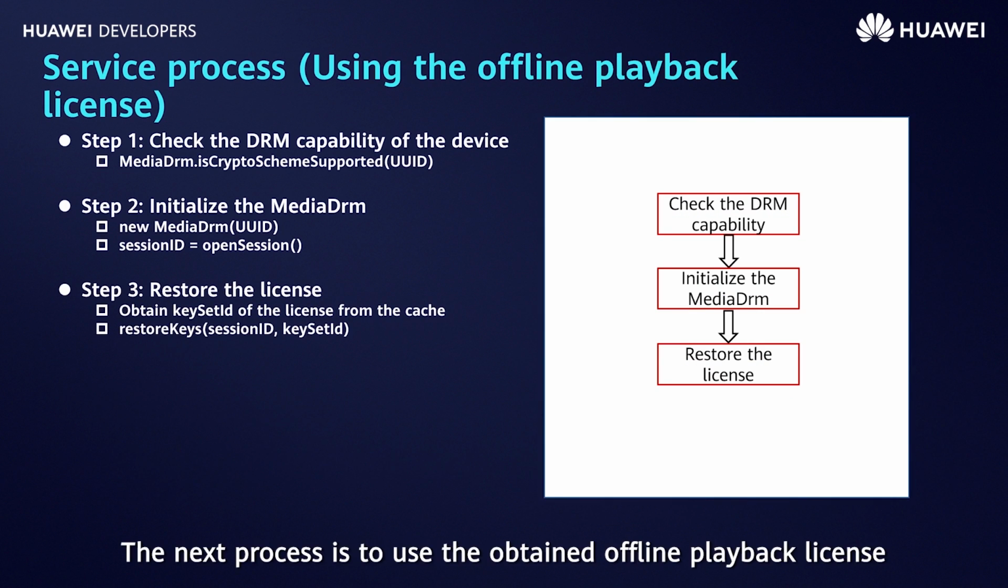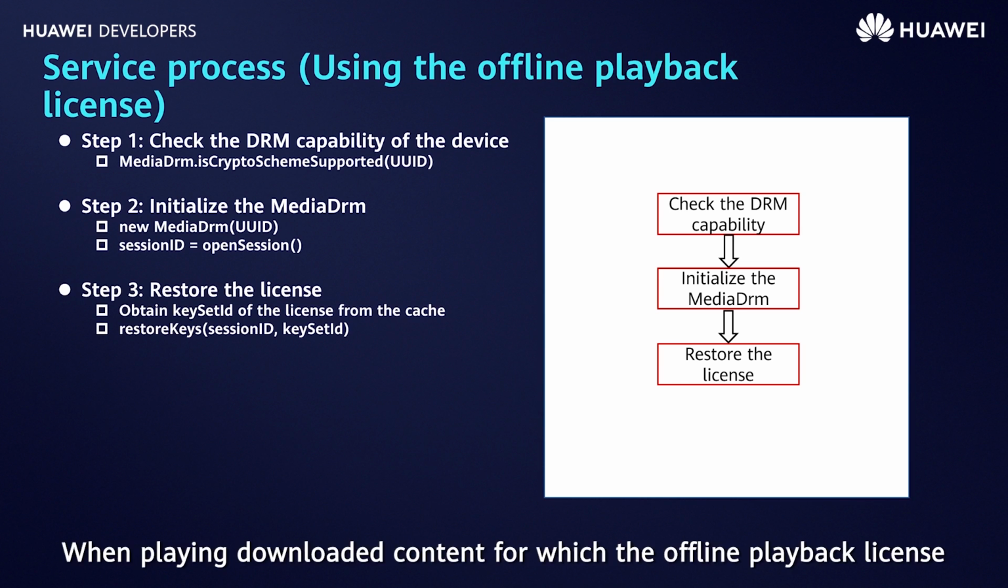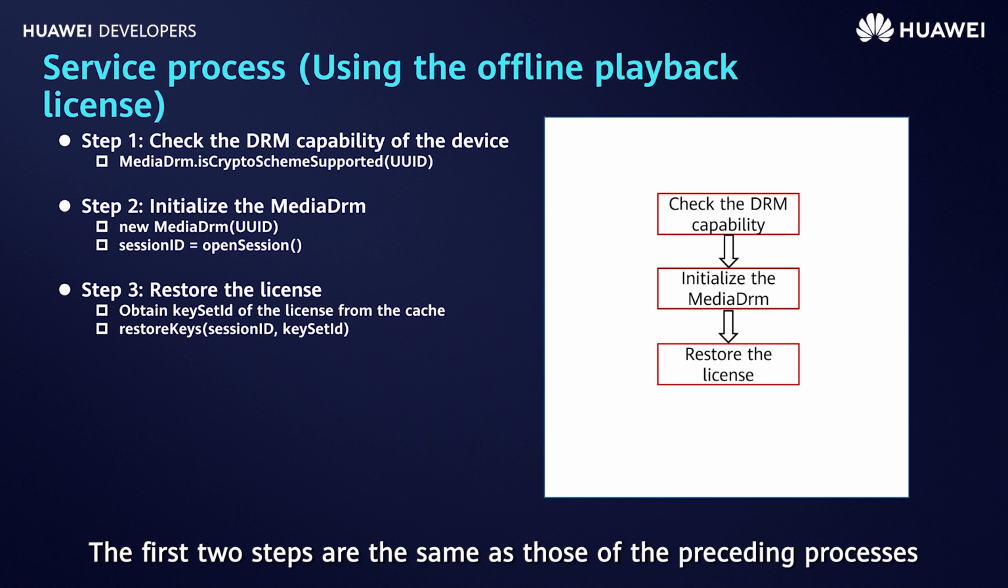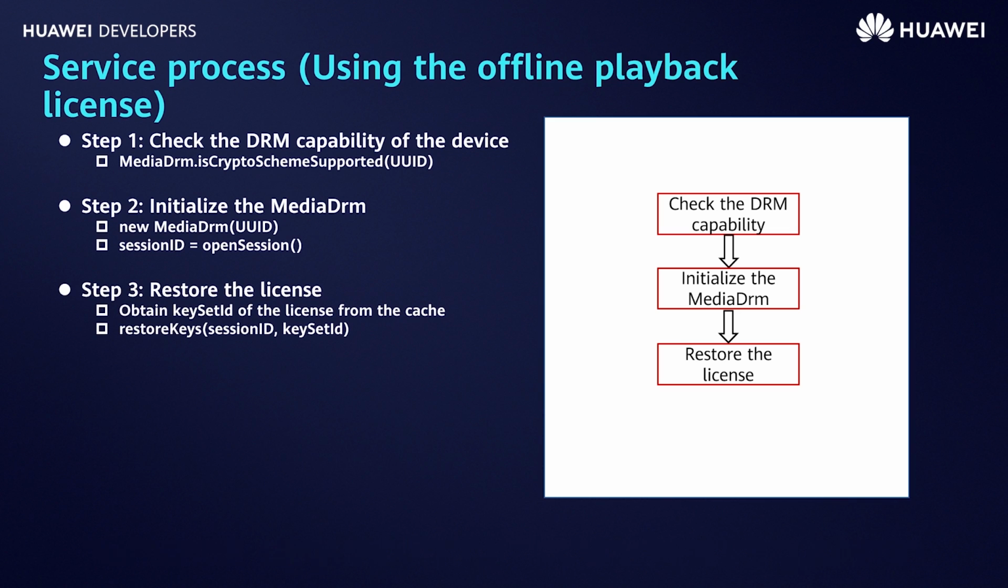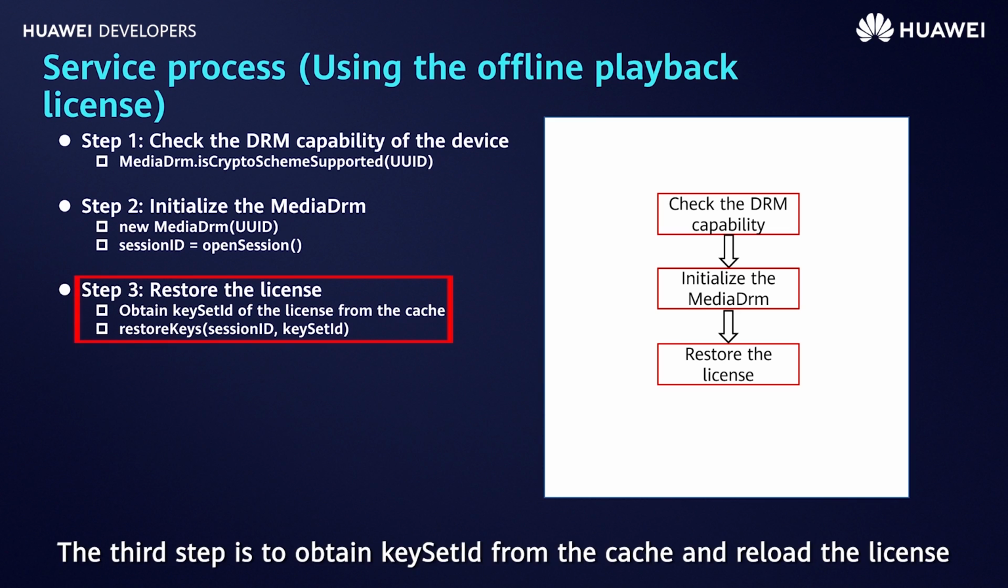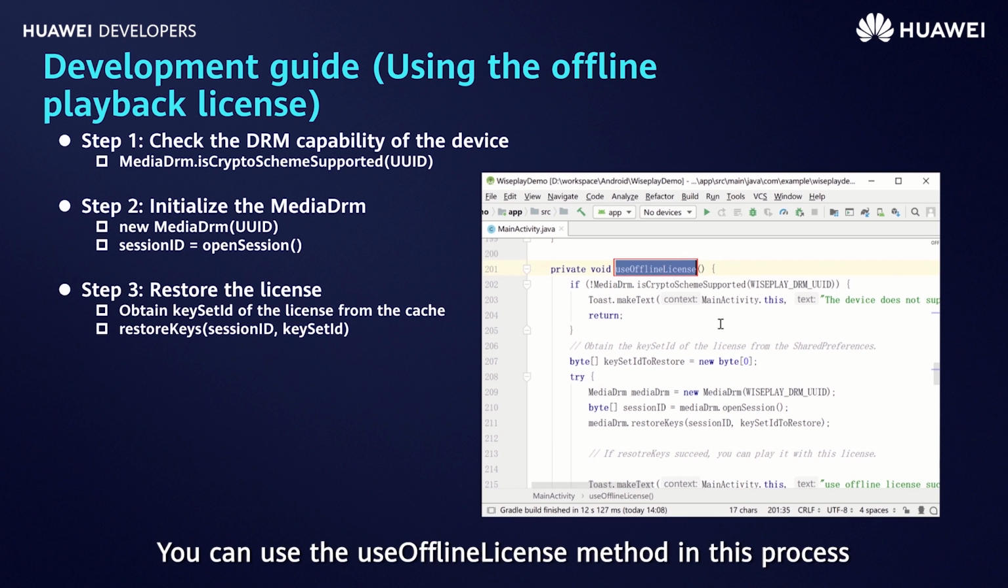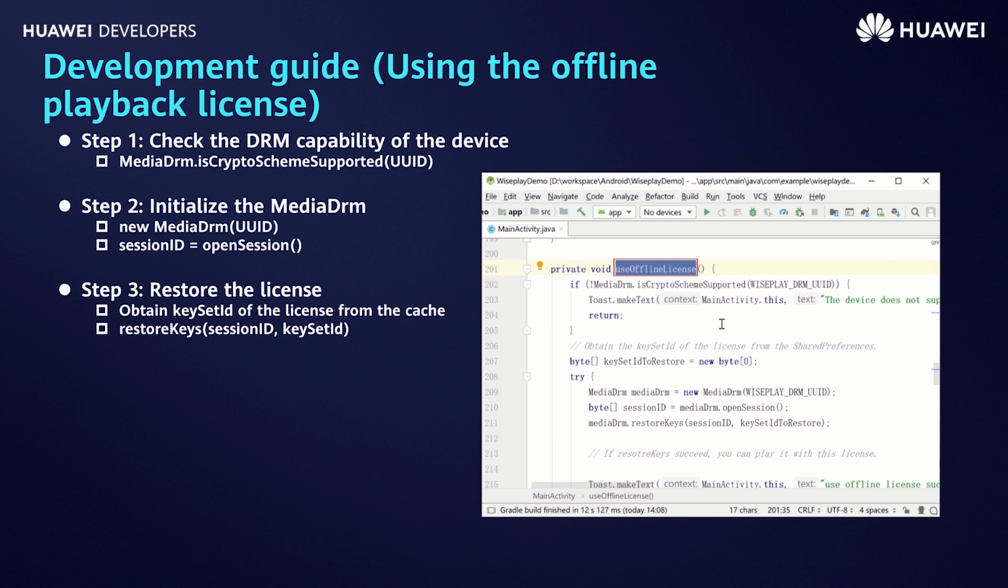The next process is to use the obtained offline playback license. When playing downloaded content for which the offline playback license has been obtained, the video app reloads the license. The first two steps are the same as those of the preceding processes. The third step is to obtain the KeySetId from the cache and reload the license. You can use the useOfflineLicense method in this process. Here, the same steps are not described again.